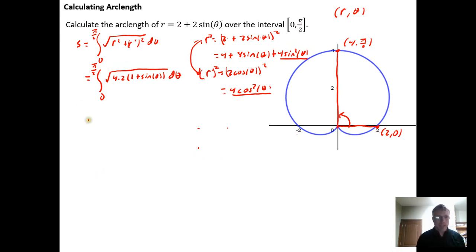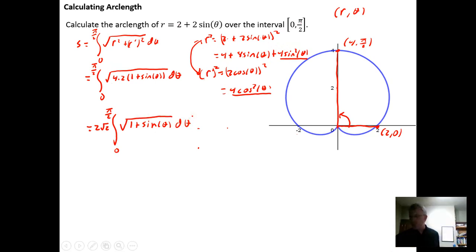Here we want to recognize this will clean up a little bit, because the square root of 4 is 2 and the square root of 2 is just the square root of 2. So we can get the constant out front. We're still going from 0 to pi over 2, and this is the square root of 1 plus the sine of theta. A tip for when you're doing the homework: it's nice when you can get a 1 plus a cosine or 1 minus a cosine in here, which we were unlucky and didn't get, because we would have gotten it.